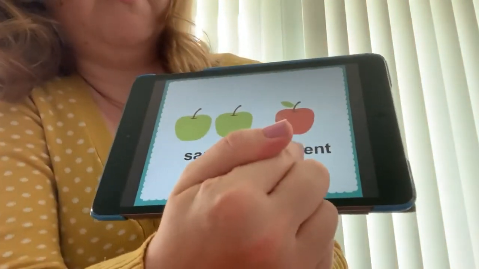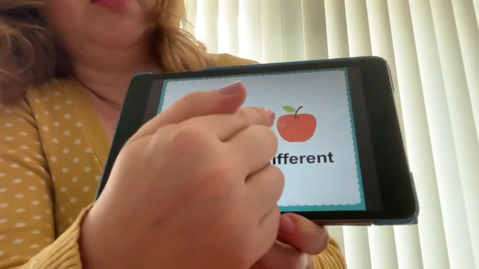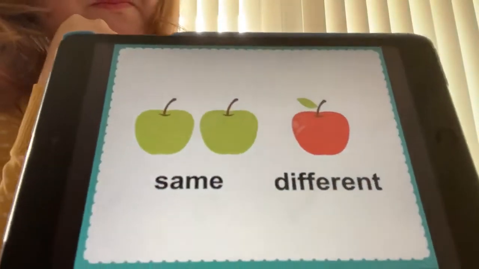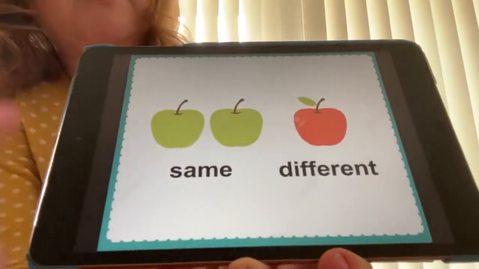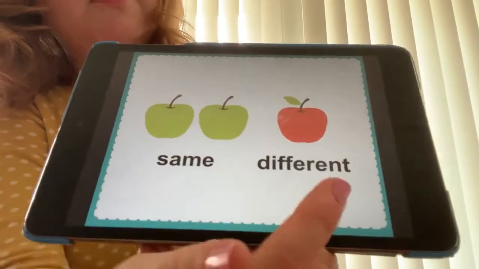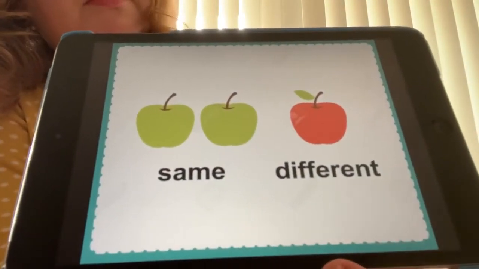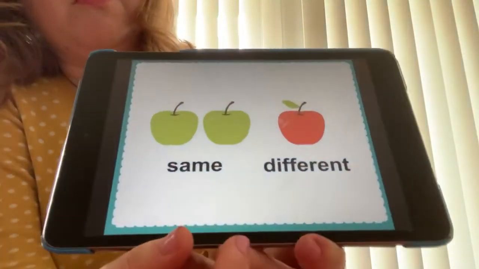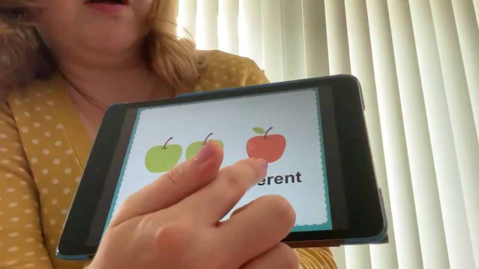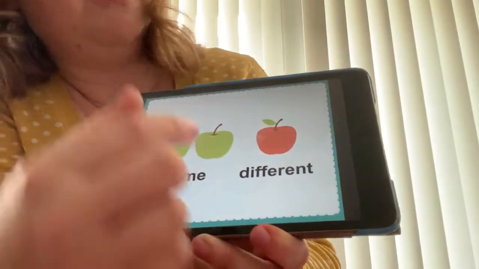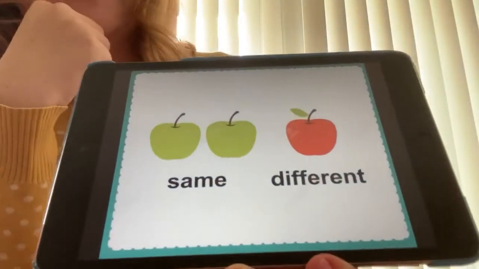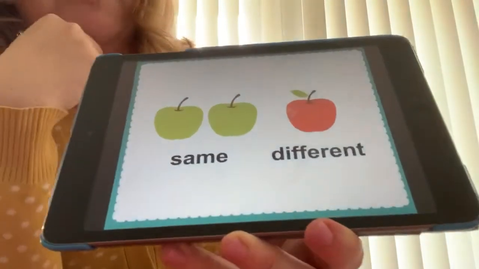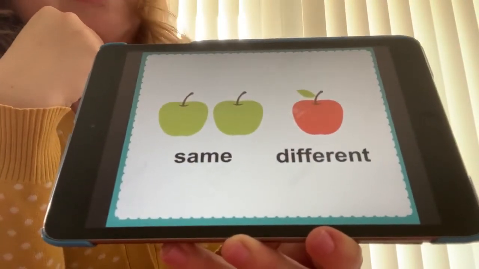Now here above the word different, we see this apple. Can you figure out one way that it's not like these apples? How is it different? Yeah, it's bright red. And these two apples are green. So that's one way this apple is different. Did you also notice the little green leaf on the stem? The green apples do not have leaves on their stems.